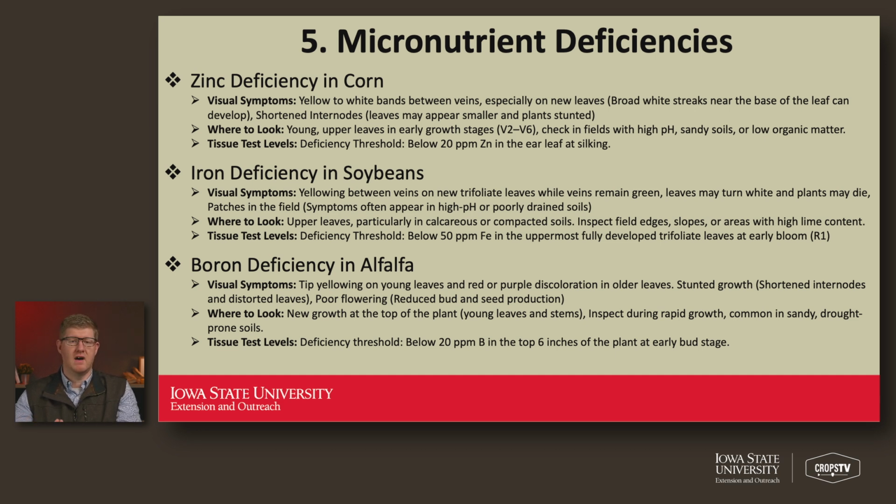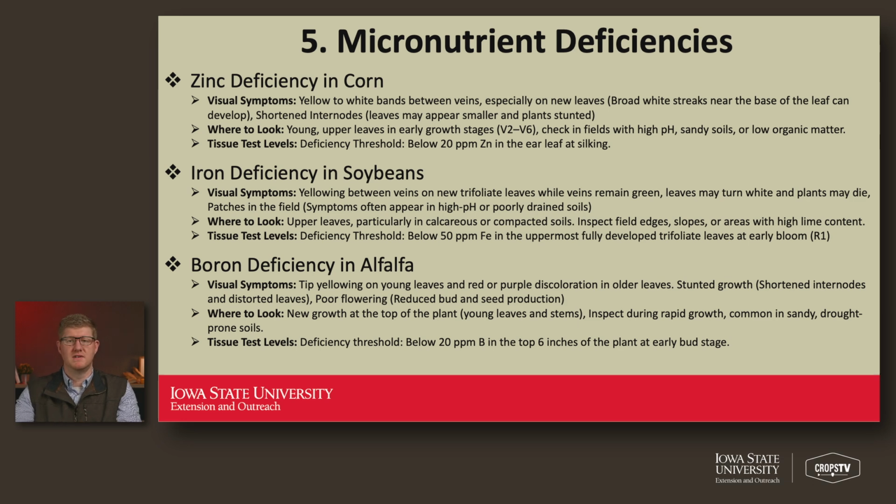Then finally, in alfalfa, the micronutrient most commonly deficient is going to be boron. So with boron deficiency, you're going to have yellowing of the leaf tips on the younger leaves, maybe some red or purple discoloration on the older leaves. You'll have stunted growth, shortened internodes, and distorted leaves. Poor flowering, so reduced buds, reduced seed production.